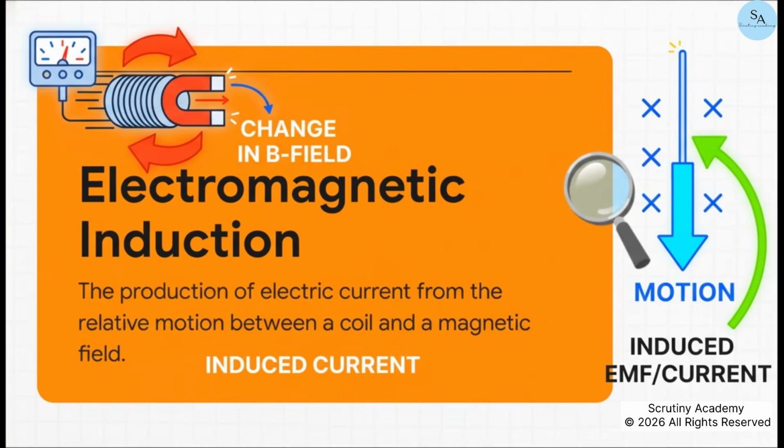This whole idea is called electromagnetic induction. And the key word you have to remember here is change. You can't just let a wire sit in a magnetic field and expect something to happen. No way. You need relative motion. Either the wire has to move or the magnet has to move. It's this change that actually creates the current.